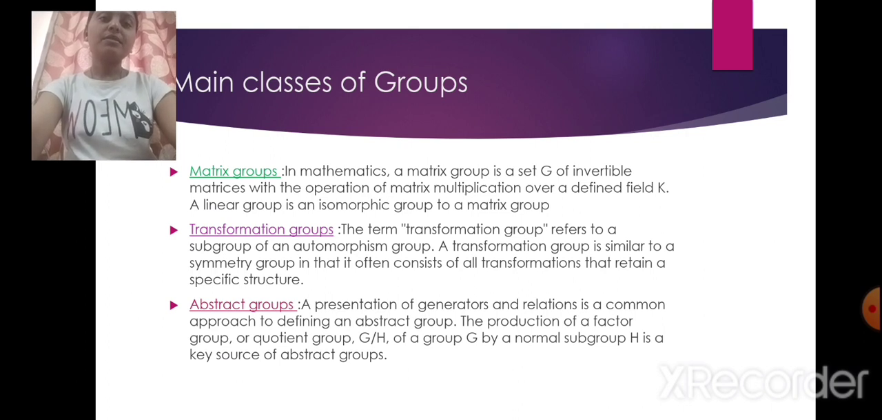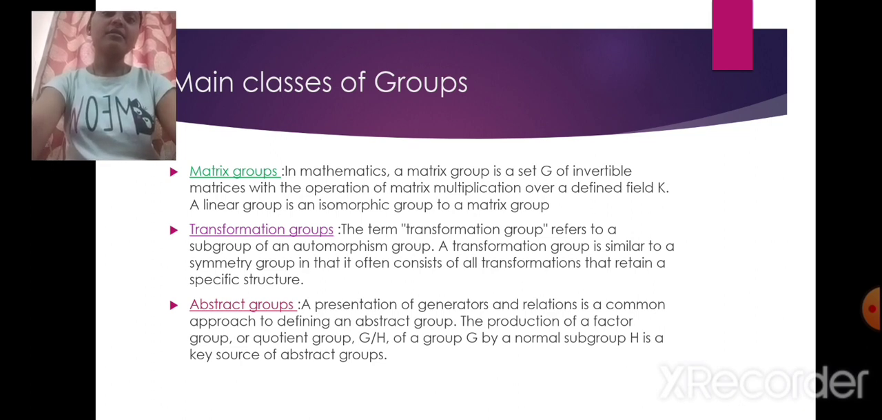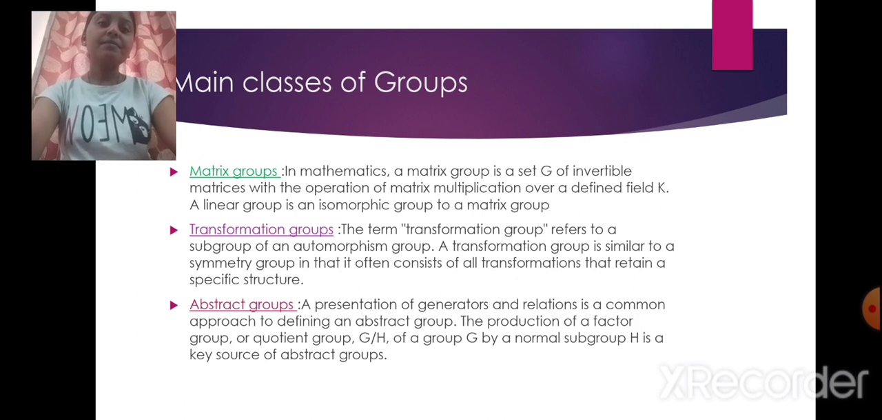Transformation groups. The term transformation group refers to a subgroup of an automorphism group. A transformation group is similar to symmetric groups in that it often consists of all transformations that retain a specific structure.